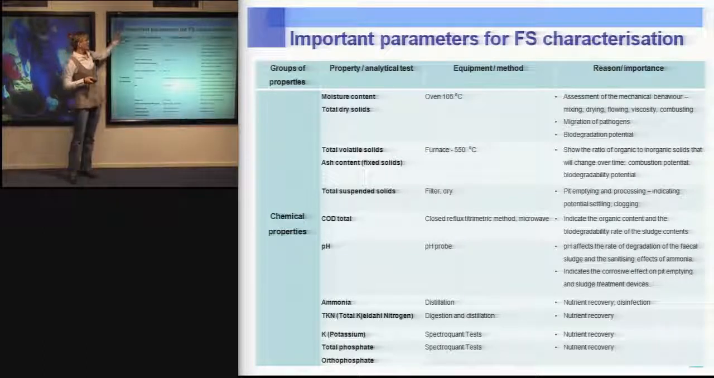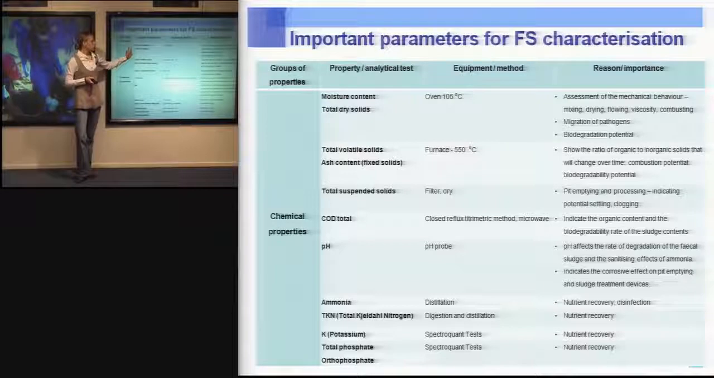So what are the important parameters for fecal sludge characterization? I have summarized in a table some of the most commonly used and essentially the most important parameters for fecal sludge characteristics. Some parameters are not included here. This doesn't mean that they are not important for specific types of technologies or specific purposes, but then this is a broad summary. I have grouped them into 4 categories, and the first one is chemical properties.